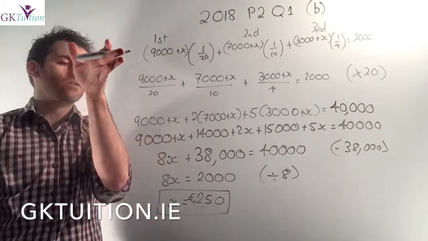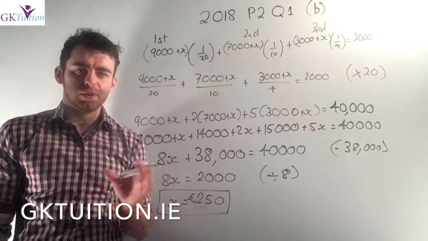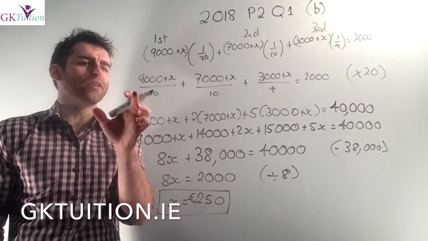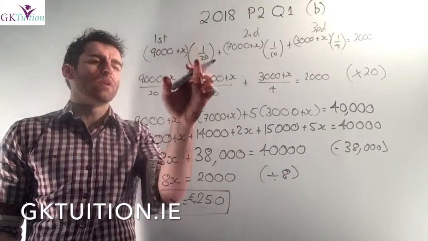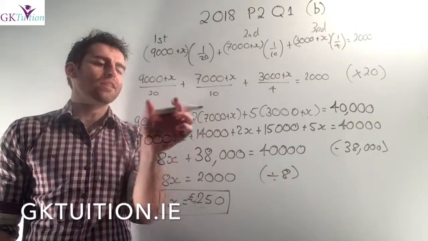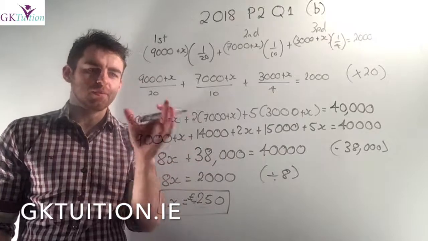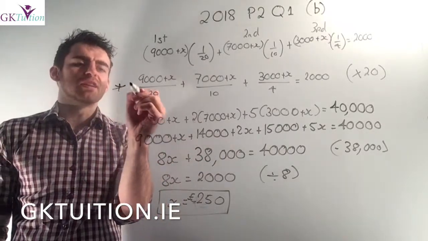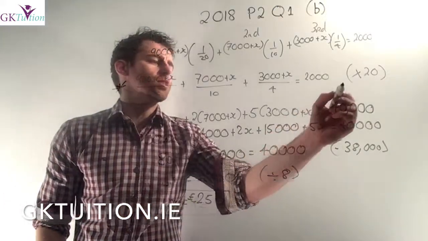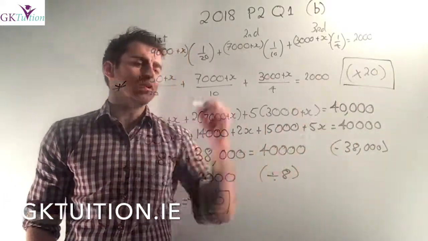So from here on out, you've just got one equation, one unknown, which means you can find the value of X. The first thing I would do is just rewrite them. 9,000 plus X multiplied by 1 over 20 is the same as 9,000 plus X over 20. I did that for these three fractions just to make it a bit neater. Now obviously on this line, my complication is the fractions. And in order to get rid of the fractions, I decided to multiply everything by 20.